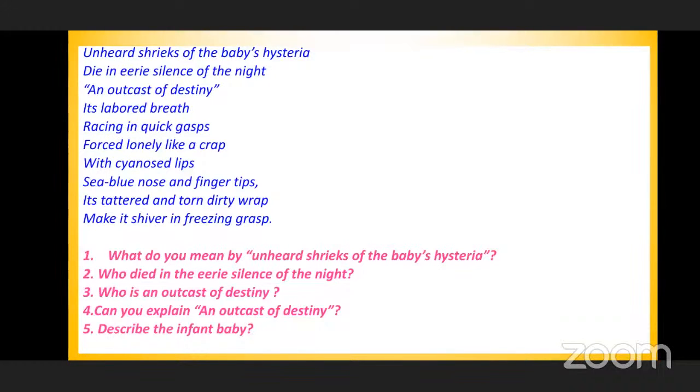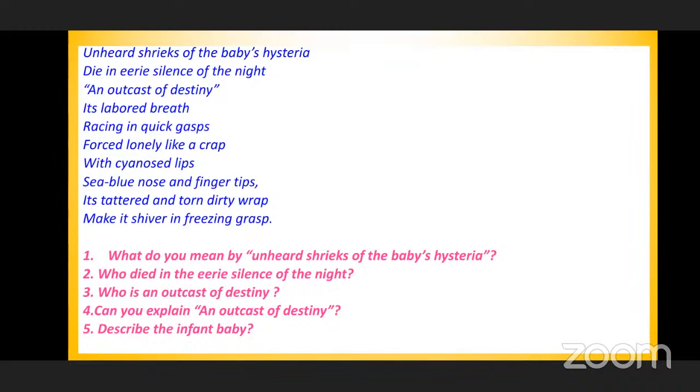Unheard, not able to hear. Shrieks, high-pitched sounds of the baby's hysteria. Hysteria is some kind of disease, but here it means uncontrolled excitement. So what do you mean by that? According to the poem, the baby's cries, the baby's shrieks are not heard by anyone. She was there alone in the garbage bin. Nobody was able to hear her uncontrolled excitement. This is how you should write: the crying of the baby was not heard by anyone.